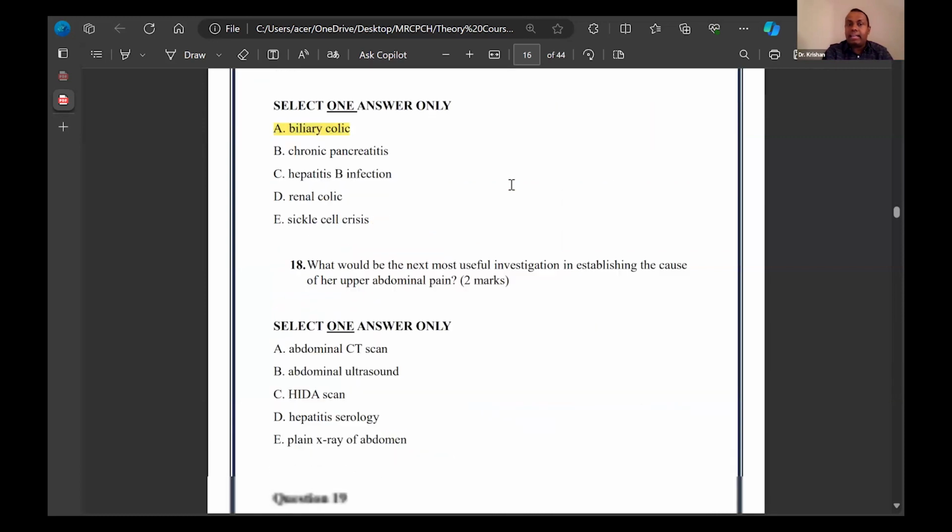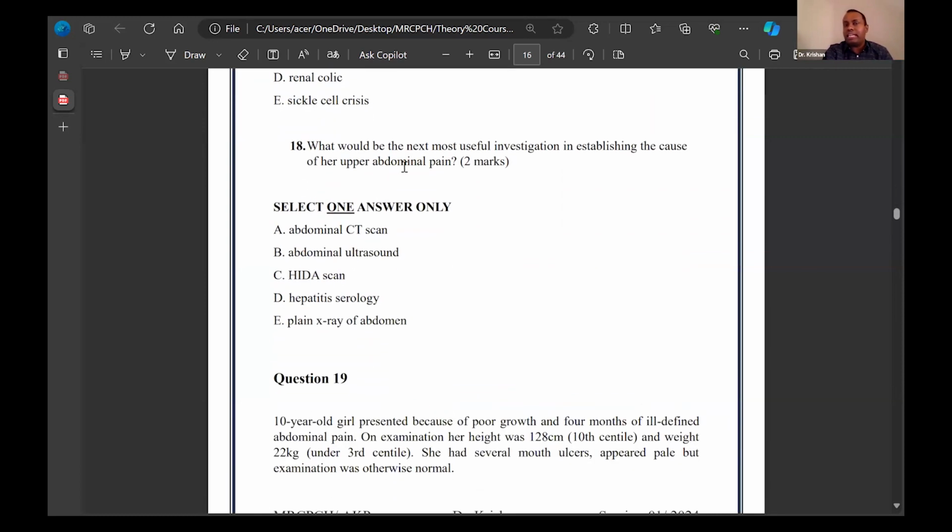So that's it. And then what is the next most useful investigation in establishing the cause of this upper abdominal pain, right? So you know the diagnosis is likely a biliary colic. For you to get a biliary colic, there should be a gallstone. What is asked? What investigation are you going to order now?